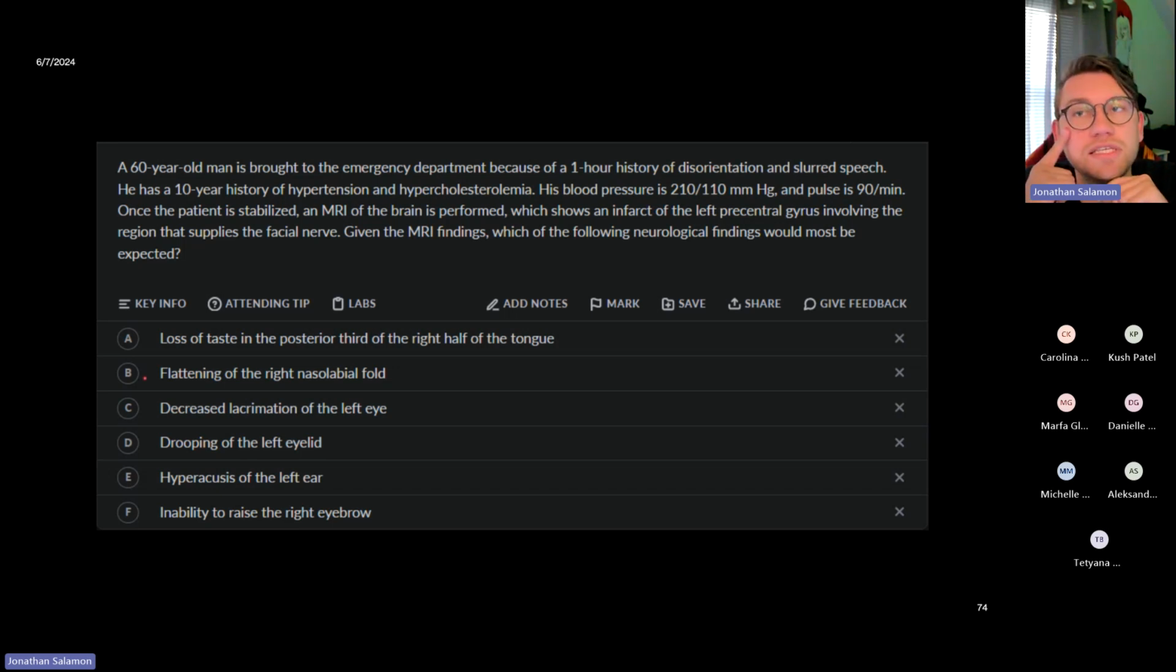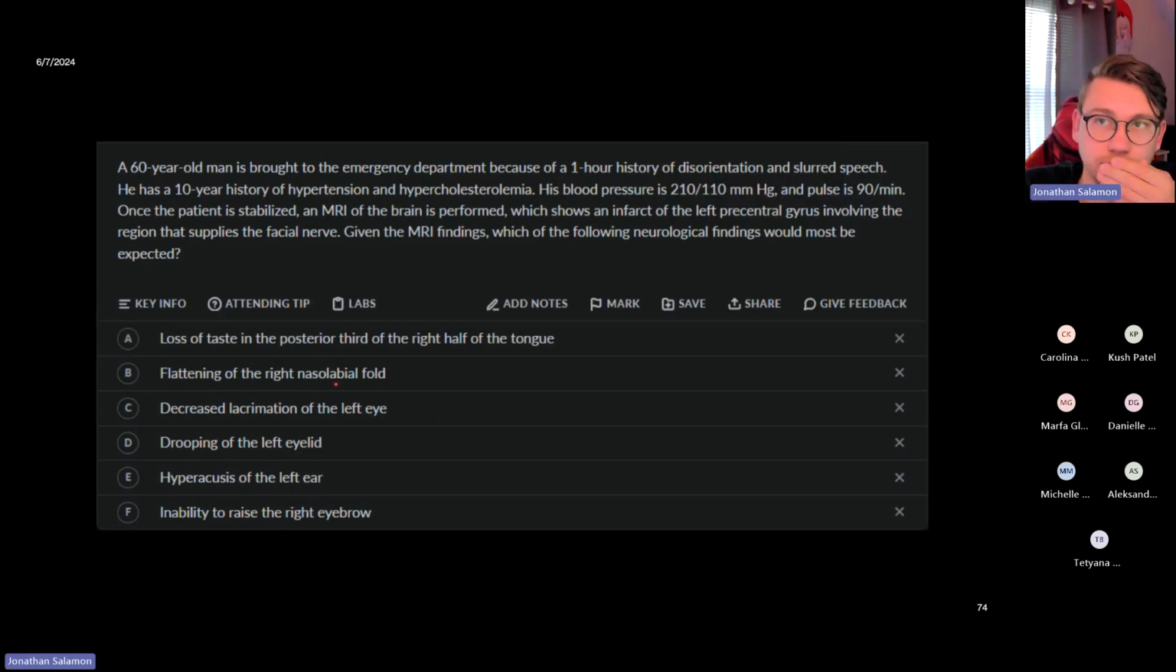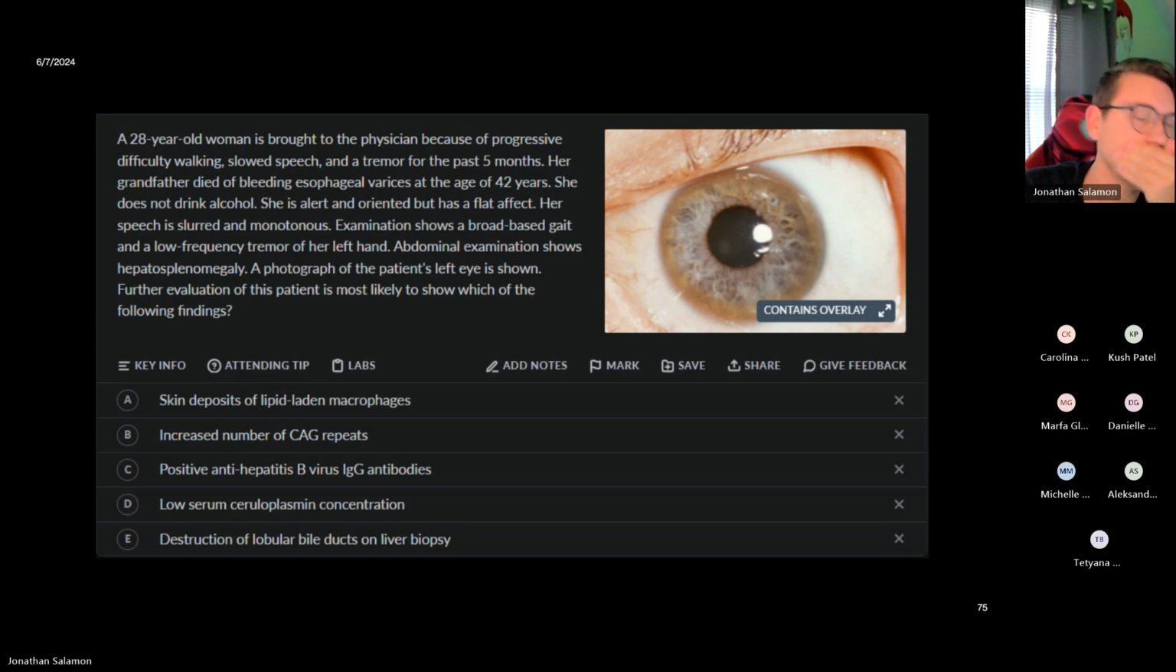This is a big sign for distinguishing between Bell's palsy and stroke: flattening of the nasolabial fold. Sorry, I promise it's B. You just have to take my word for it. I must not have put the slide in there. We must have accidentally copied this one over to something.